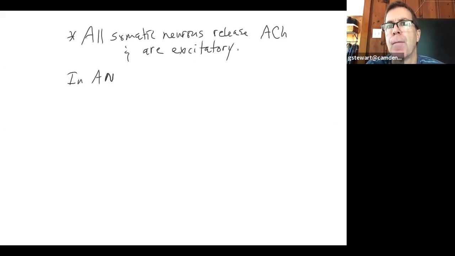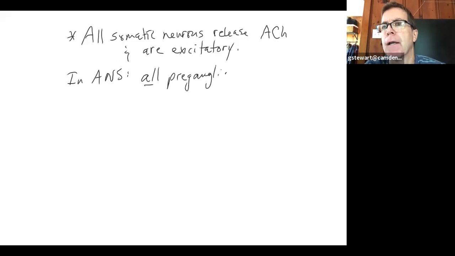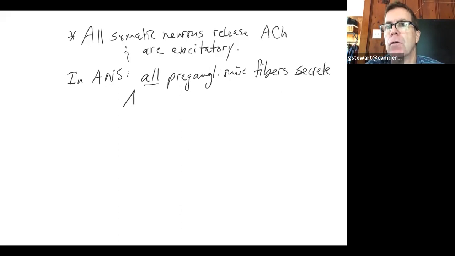In the autonomic nervous system, all preganglionic fibers secrete or release acetylcholine. Remember, this is the first neuron in that two-neuron chain. All preganglionic fibers secrete acetylcholine.